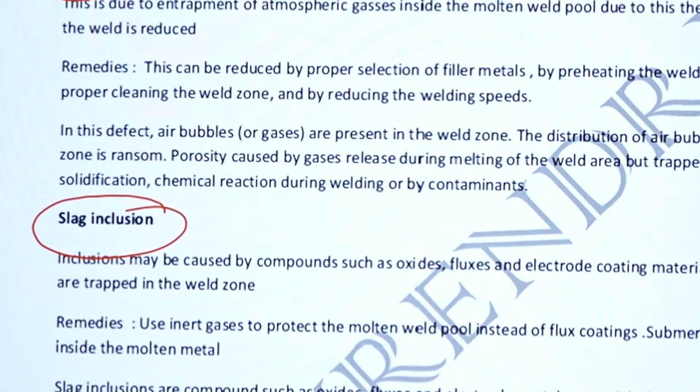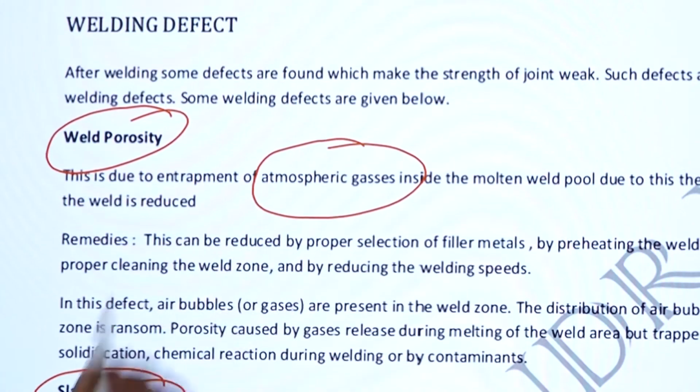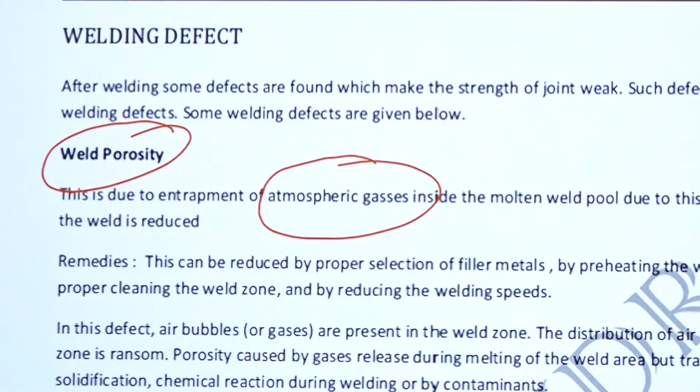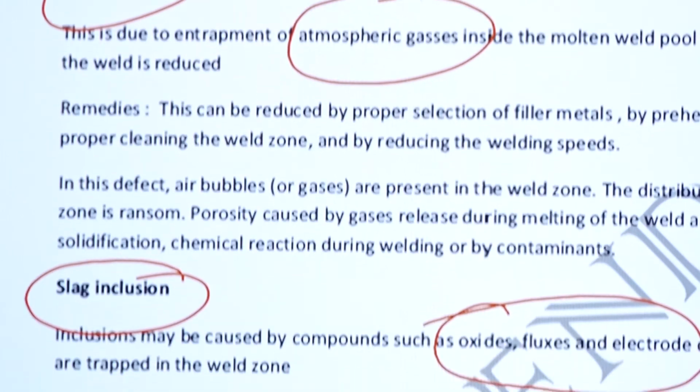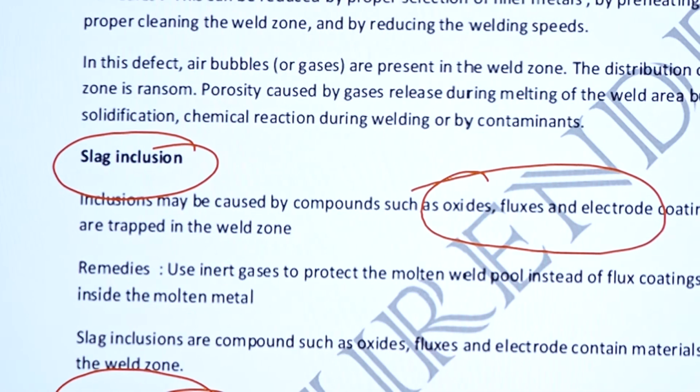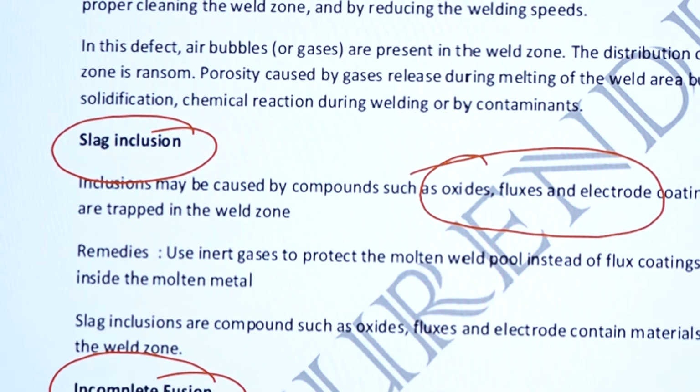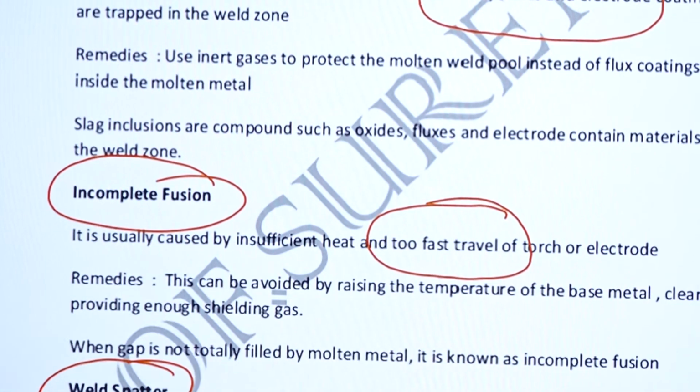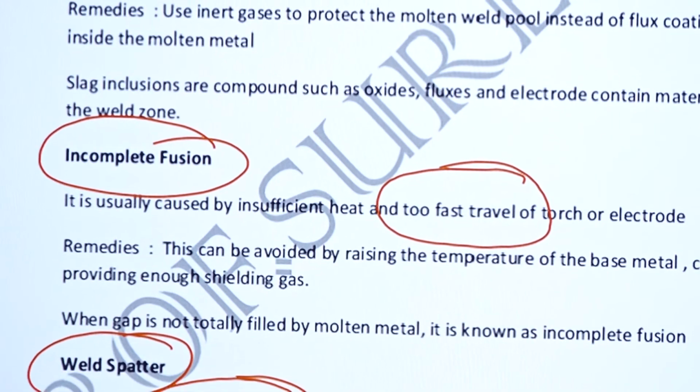So these are the weld porosity occur due to the atmospheric gases. Slag inclusion occurs due to the oxide flux and the electrode coating material. Slag inclusion and incomplete fusion occur due to too fast travel of the torch.